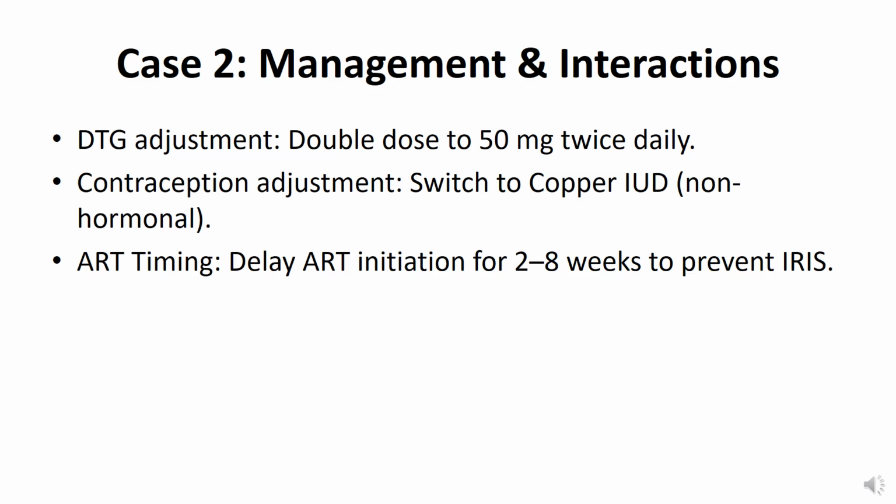For this reason, a more reliable option is recommended. The patient is advised to switch to a copper IUD. This method does not rely on hormones and is therefore unaffected by rifampicin. A copper IUD provides highly effective, long-term contraception while avoiding concerns about drug interactions. It remains a dependable choice throughout the tuberculosis treatment period.